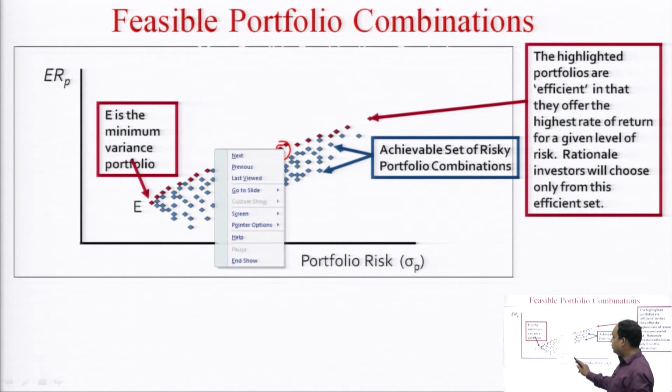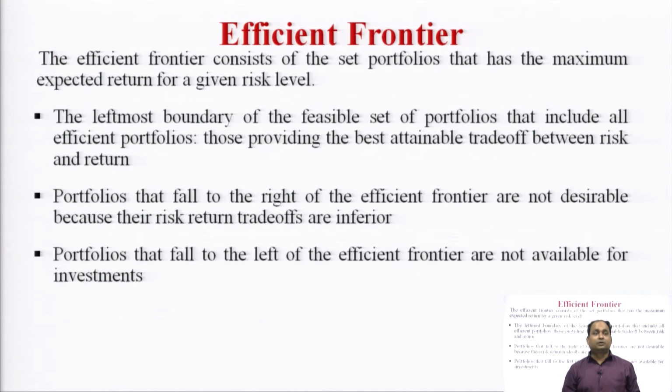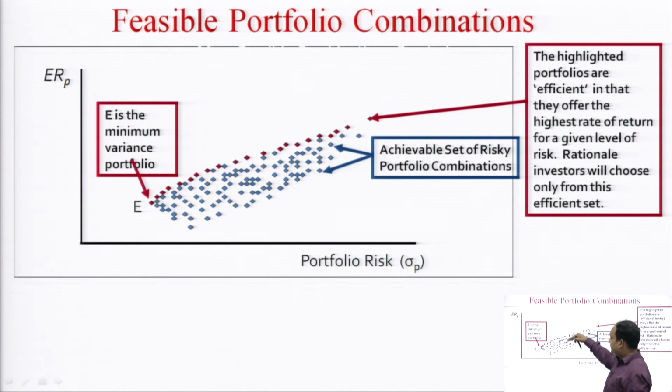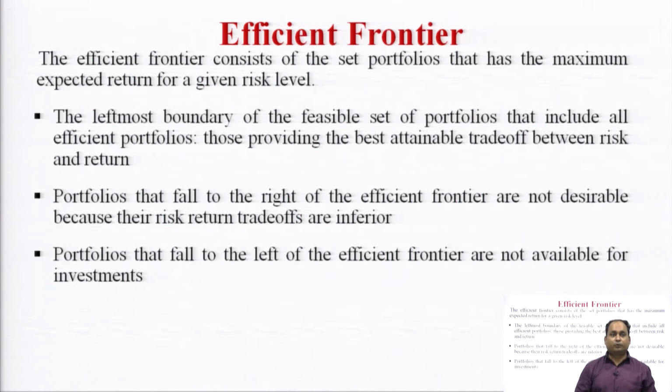The best attainable trade-off means the highest return at a given level of risk. Portfolios that fall to the right of the efficient frontier are not desirable, because their risk and return trade-off is inferior. These right-hand side portfolios are not efficient, because they are giving a higher amount of risk at a lower amount of return. So, their risk and return are not being traded off. Portfolios that fall to the left of the efficient frontier are not available for investment.